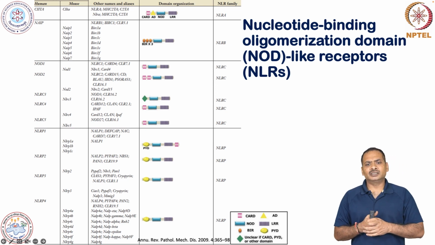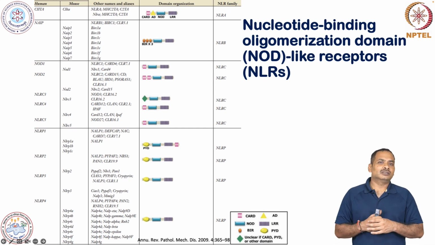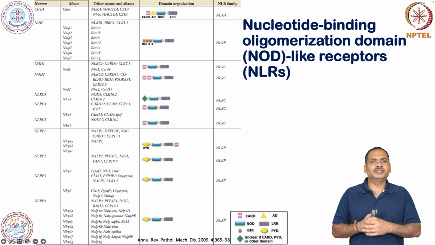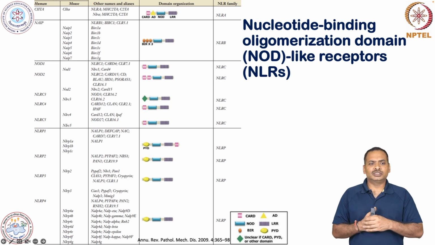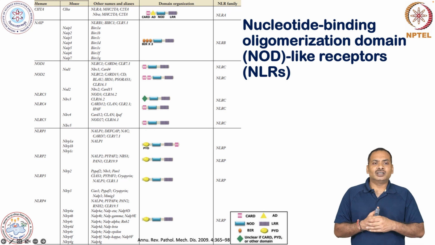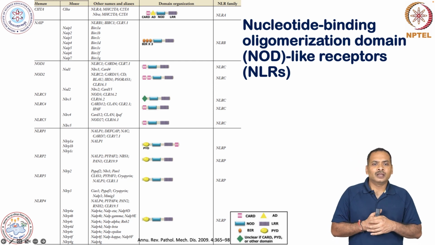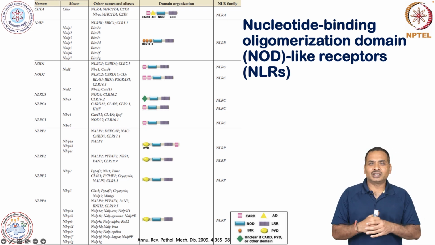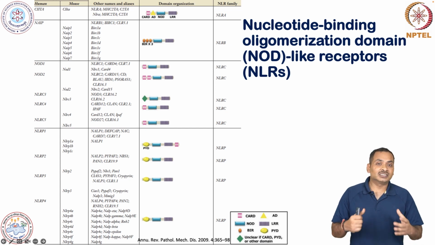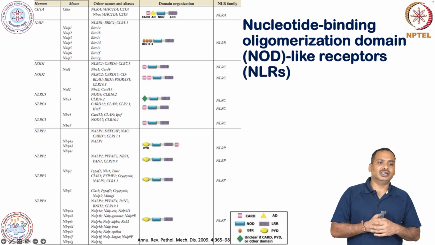NLRC3, if you see, has one domain which people are not clear about. This is either a CARD domain or a pyrin domain, and it has a NOD domain and a leucine rich repeat domain. Similarly, in the case of NLRC4 and 5, there is a CARD domain, NOD domain and leucine rich repeat domain. Here I just want to give a note: there are so many members, but not all members are very well characterized, and only a few members are extensively characterized. I will tell you in upcoming slides.